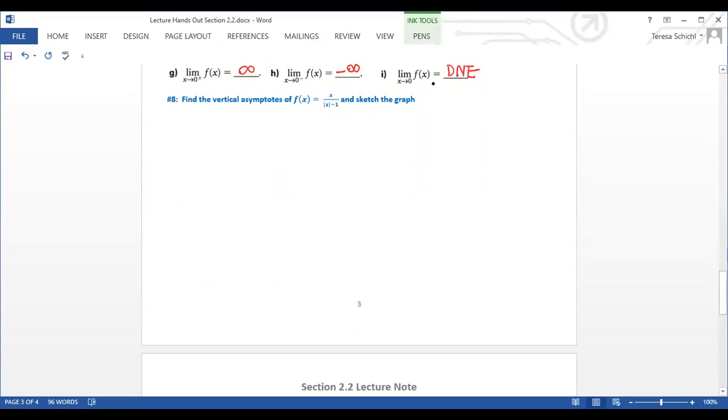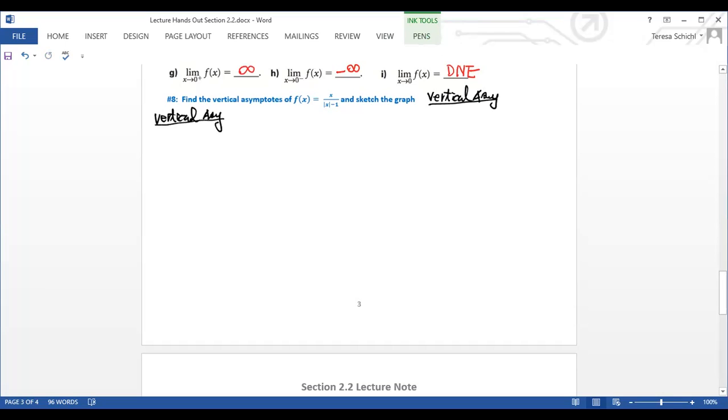So we know what a vertical asymptote is: you approach that number and it goes to infinity or negative infinity. That means the denominator equals zero, right? Okay, so first, let's find the vertical asymptotes.